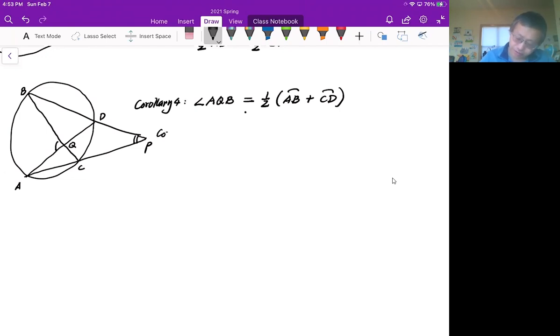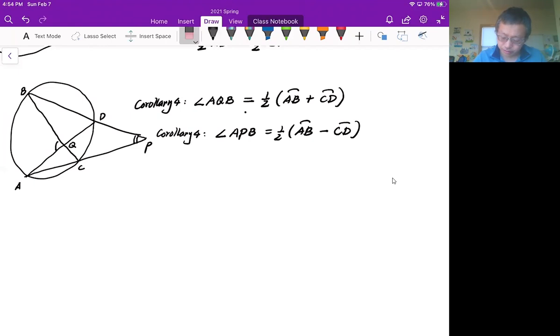And then I can get corollary 5. Corollary 5 gives me the angle APB. I have the APB, that's this one here, and that one is 1/2 times the arc AB minus the arc CD. Can you see that? Same thing we just did earlier, right? It's corollary 5.